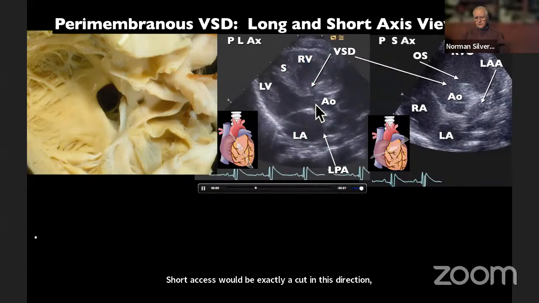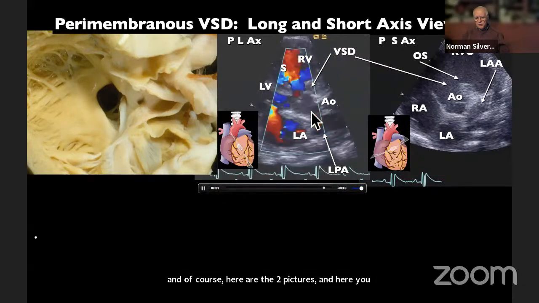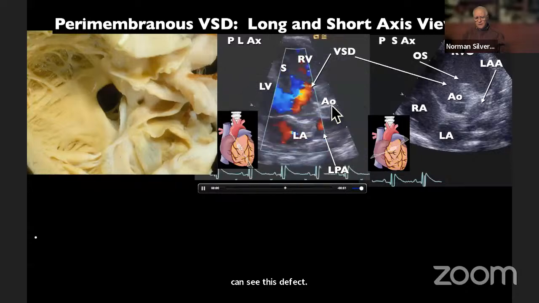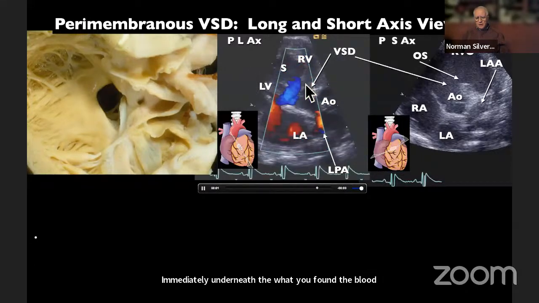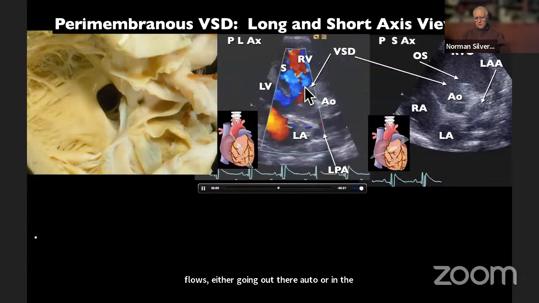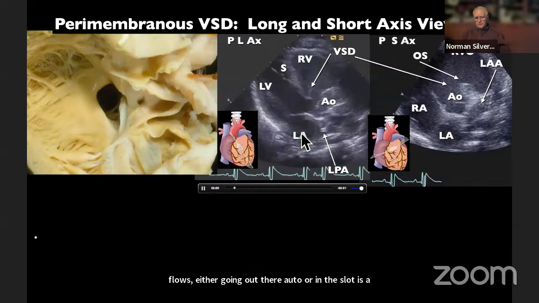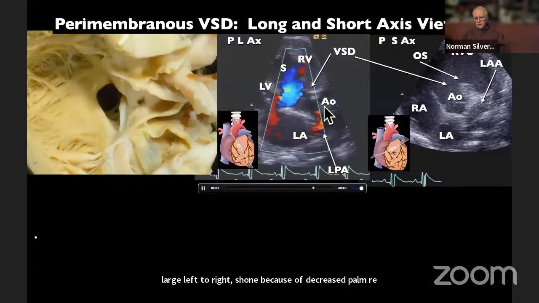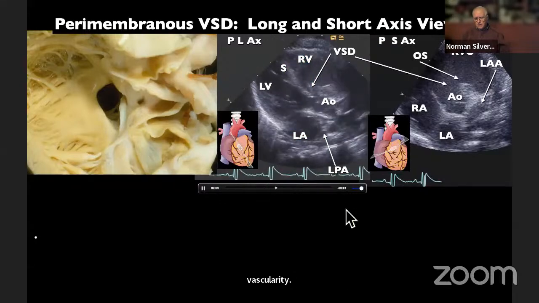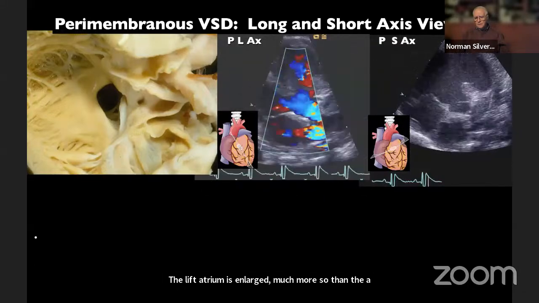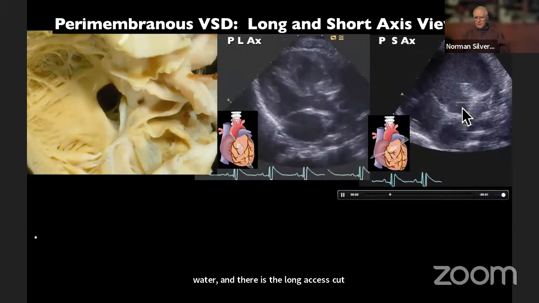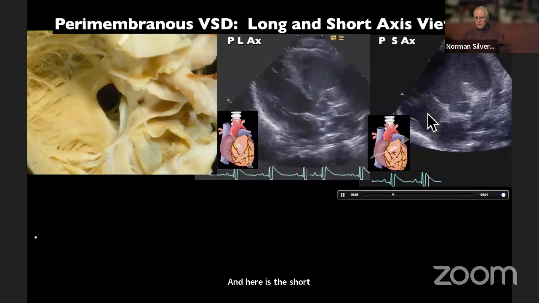And here you can see this defect immediately underneath the aortic valve. The blood flow is either going out the aorta, or in this heart, there's a large left to right shunt because of decreased pulmonary vascularity. The left atrium is enlarged, much more so than the aorta, and there is the long axis cut. And here is the short axis cut, showing left and right atriums.